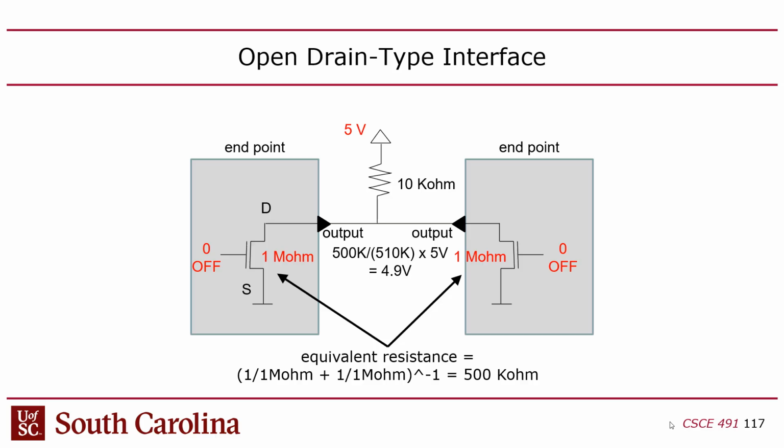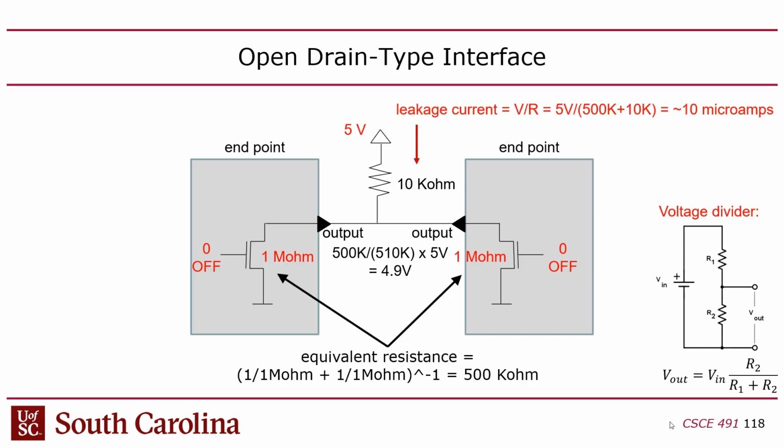So if you've got two of those, then you've got effectively two parallel resistors to ground, which give you an equivalent resistance of 500 kilo ohms. That's the bottom part of the voltage divider, and the top part of the voltage divider is 10 kilo ohms. So the drop that you'll get there is only 100 millivolts.